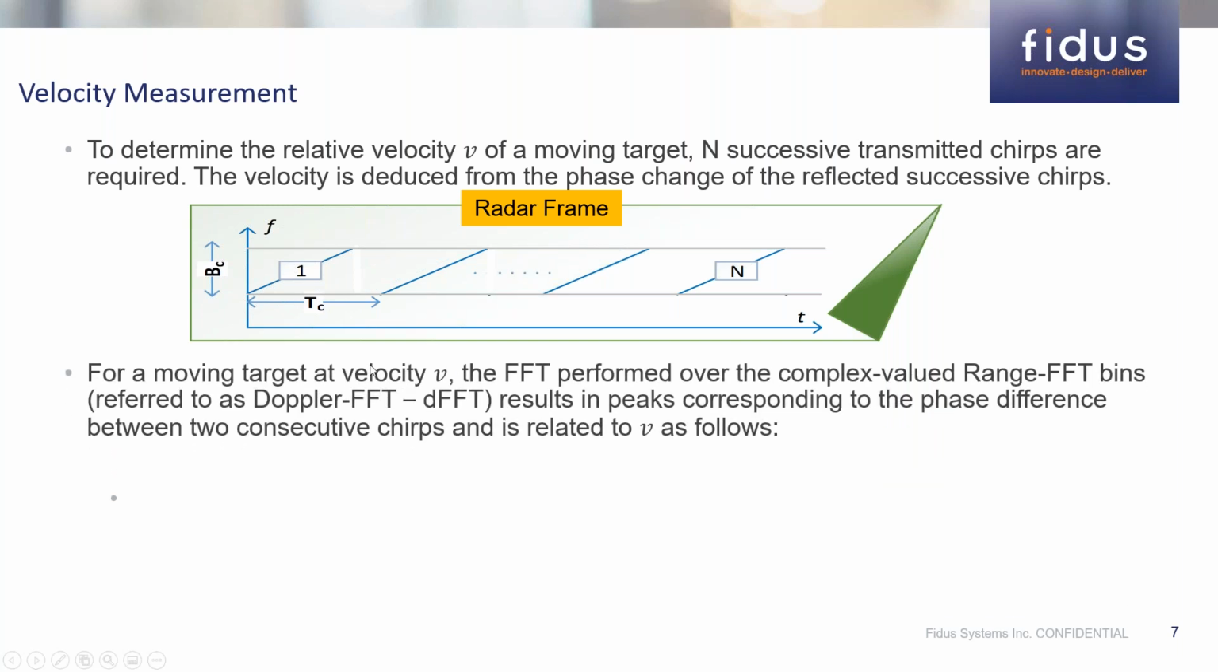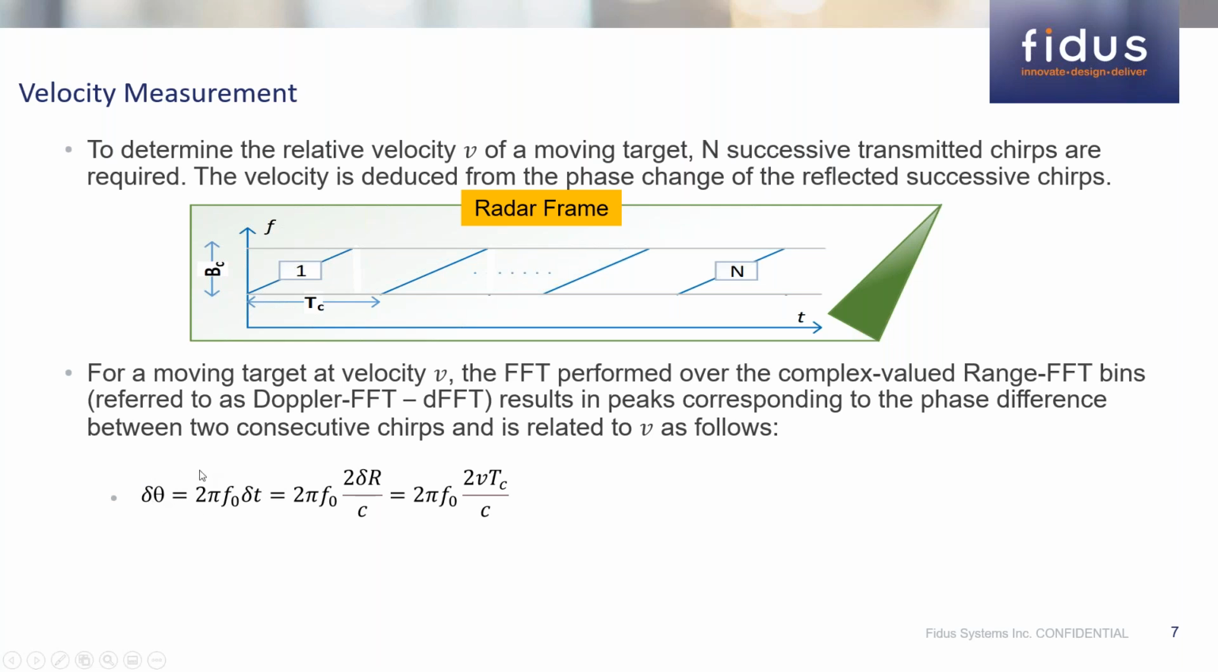So the moving target velocity will be, as for the range, deduced from the FFT over the range, the complex value, the range FFTs that we did before. And we will refer to this FFT as DFFT. And in the frequency domain of DFFT, the peaks will correspond to the phase difference between consecutive chirps, and they are related to the frequency V as follows.